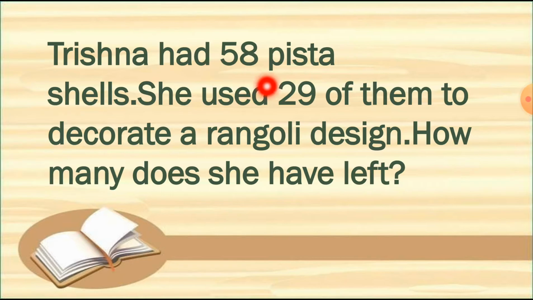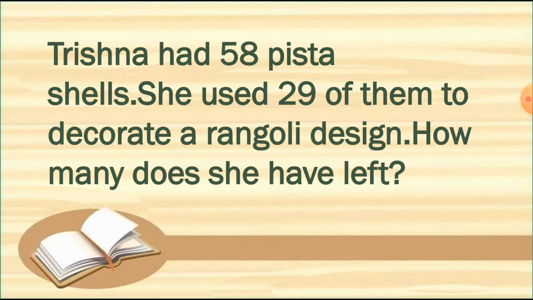Trishna had 58 pista shells. I repeat this and you also have to repeat after me. Trishna had 58 pista shells. She used 29 of them to decorate a rangoli design. How many does she have left?